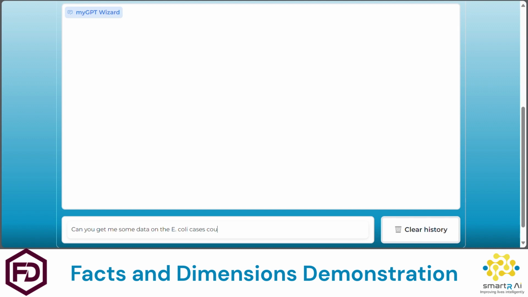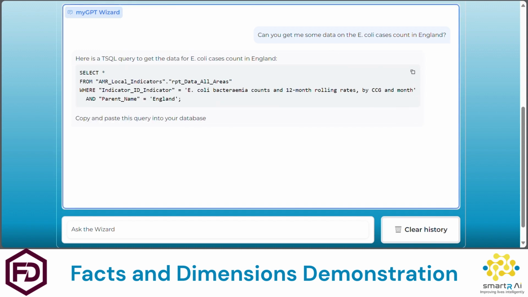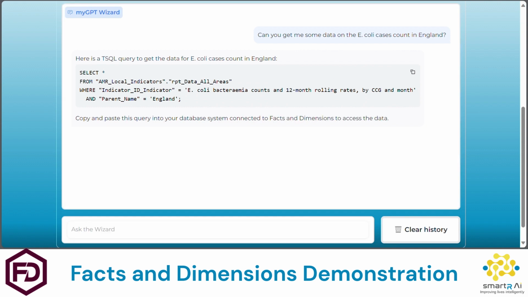I'm simply going to ask the system, can you get me some data on the E. coli cases count in England? Once again, MyGPT needs to figure out where to find the data and then construct a SQL query to get the data. It comes back with a pretty straightforward query. You can now begin to see some of the many ways you can use the system, to locate data, to analyze or visualize data, and also to help you interact with your data.